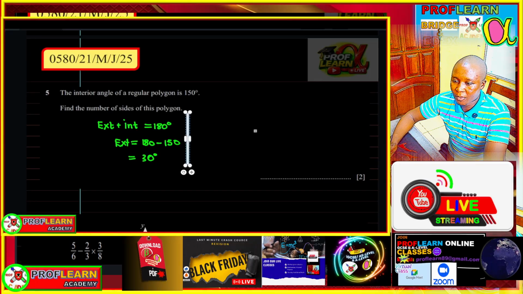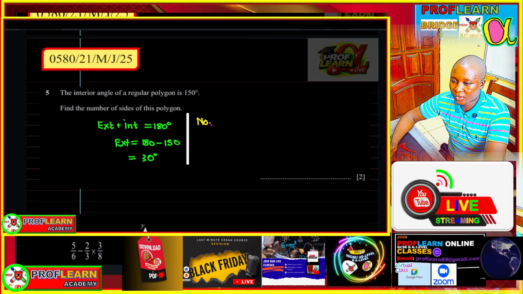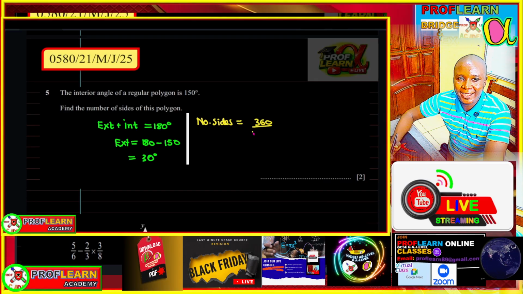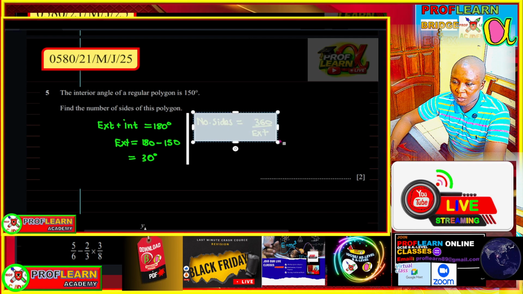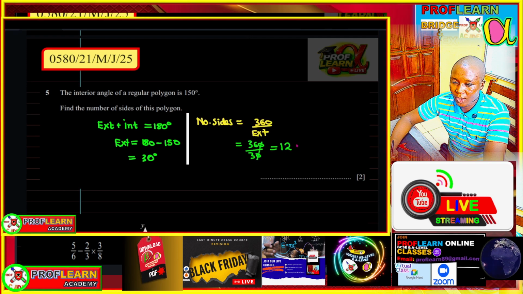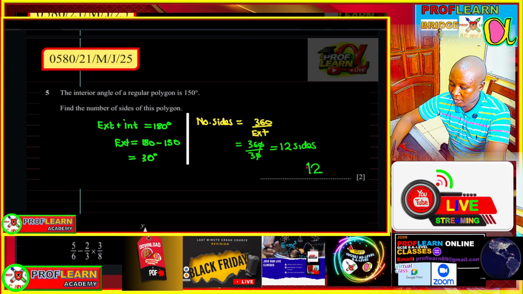Then to find the number of sides, we are going to say the number of sides of a regular polygon is equal to 360 divided by the exterior angle. So which means that we can divide by 30, which is the exterior angle, and that is going to enable us to work out the number of sides as shown there.